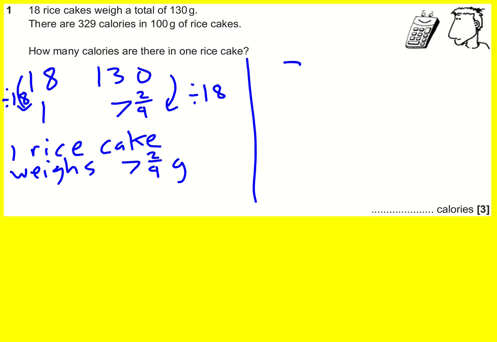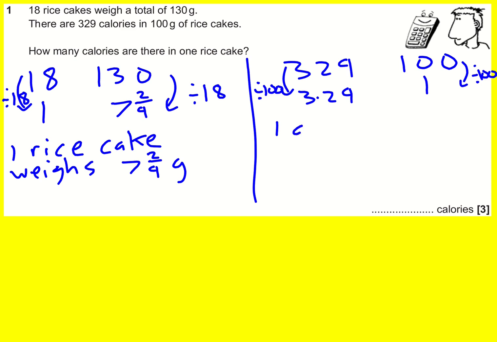Okay, to do that, we can do another sort of proportion setup. 329 and 100. I've just used this information on the second line. And then I could maybe work out what 1 gram is worth. For 100 grams is this. What am I doing? Again, I'm dividing by something. I'm dividing by 100. Divide by 100, and it's going to be 3.29. So 1 gram is 3.29 calories. And then I'm basically there.